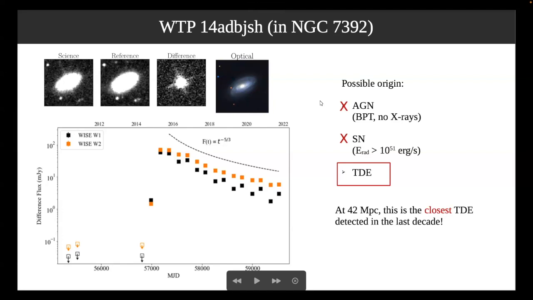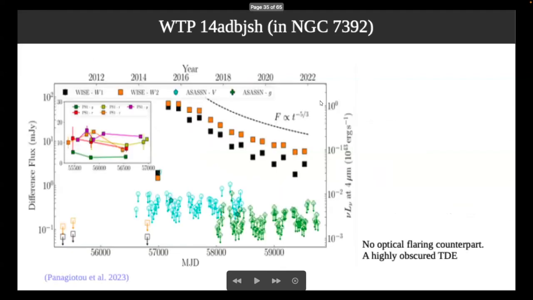Now, why is this interesting? Well, it's interesting because this galaxy lies at 42 megaparsecs, and if that's a TDE, then this is the closest TDE we've detected during the time that we have had wide-field surveys. And for us, that meant a lot. We did that one exercise, and we found the closest TDE. It means there are a lot of TDEs in the infrared that people don't see in the optical. Because if you look at how the optical looks for this TDE, it's nothing. It's all upper limits. There is no optical detection.